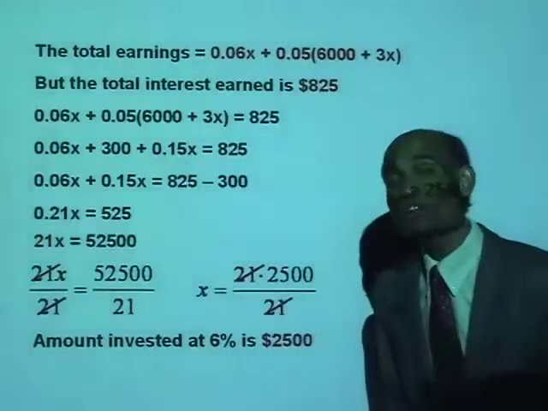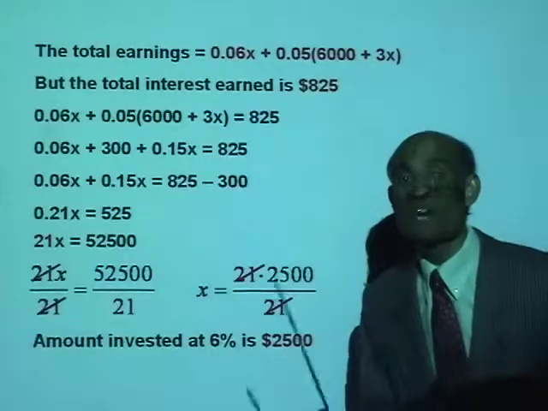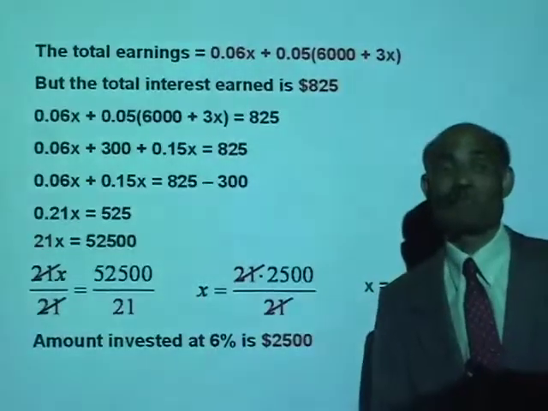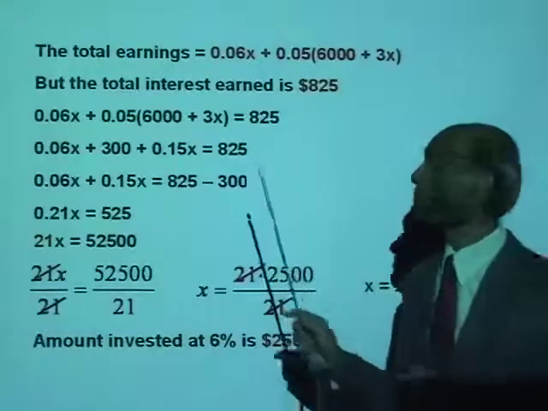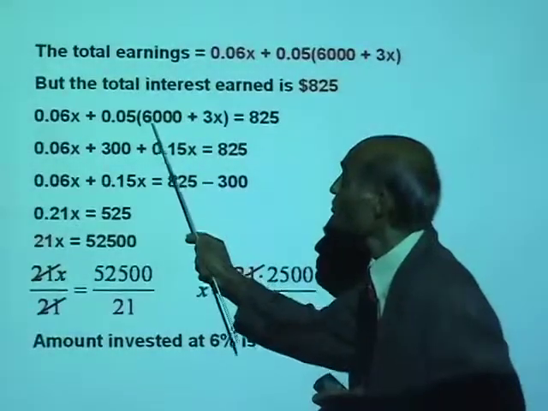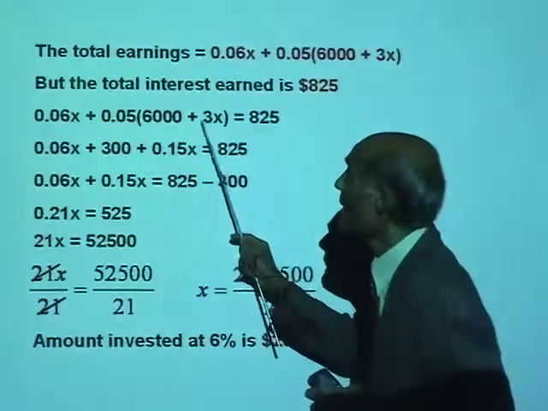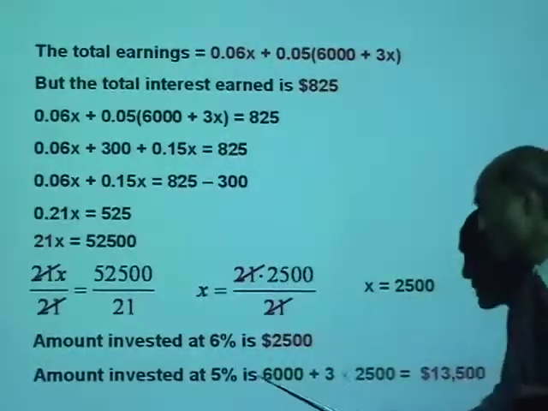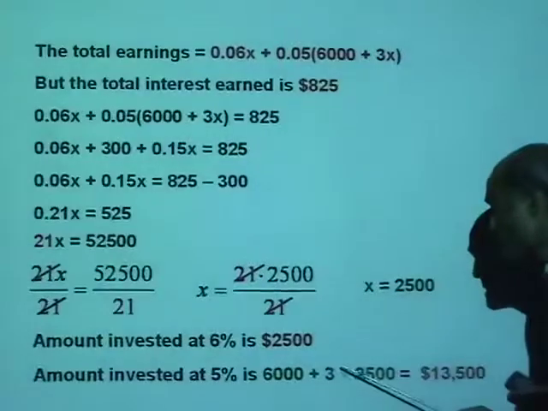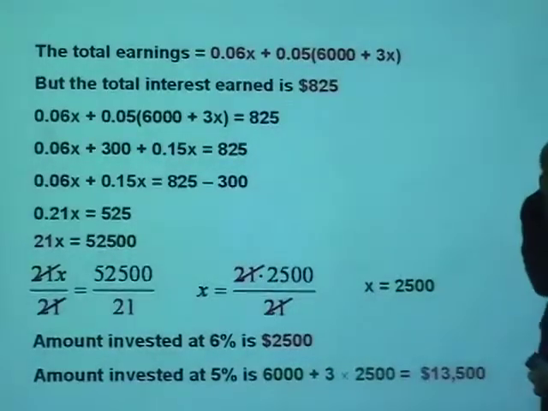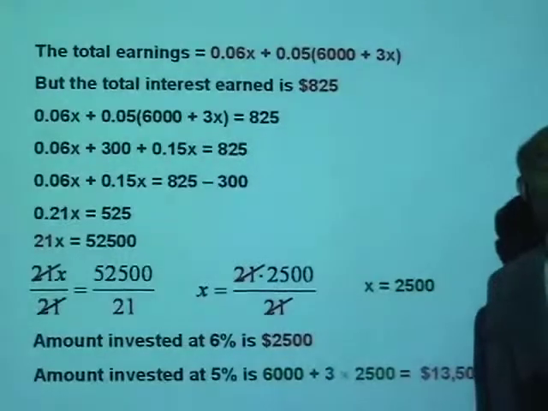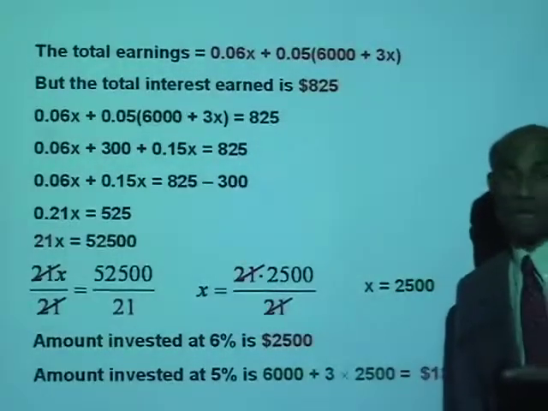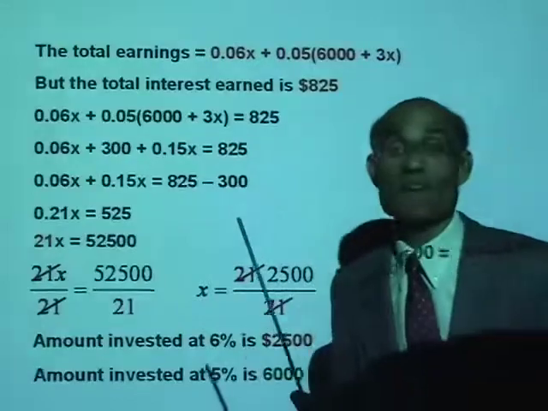Tell me, what is the amount of money she invested at 5% then? The amount of money invested at 5% is 6,000 more than 3 times x. So that will be 6,000 plus 3 times 2,500, and that is $13,500.